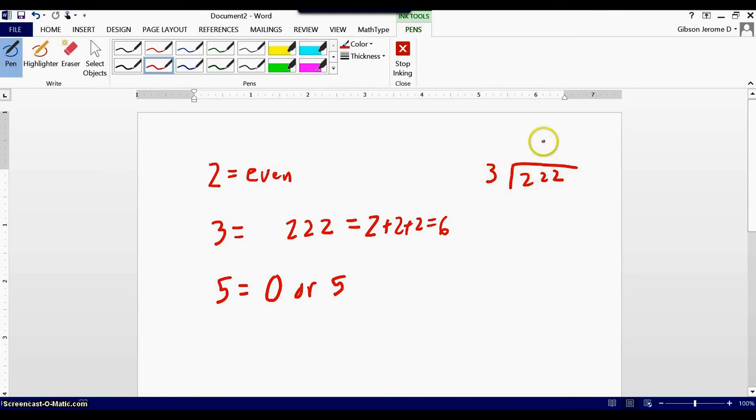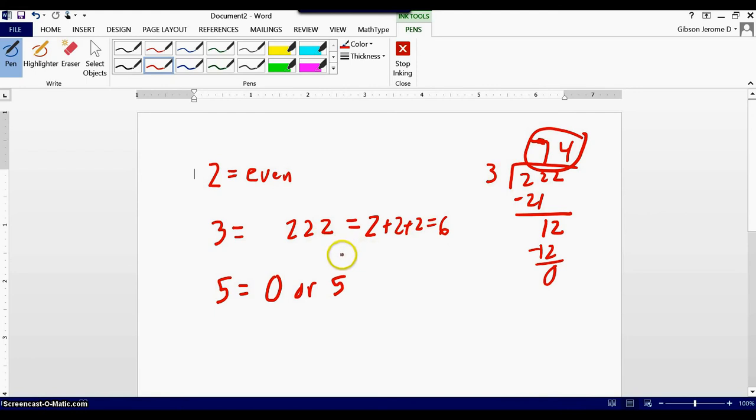3 goes into 22 7 times. 7 times 3 is 21. And 3 goes into 12 4 times. 4 times 3 is 12. So as you see here, 3 goes into 222 74 times. So 3 actually goes into this number.